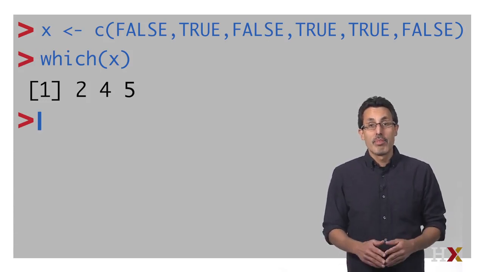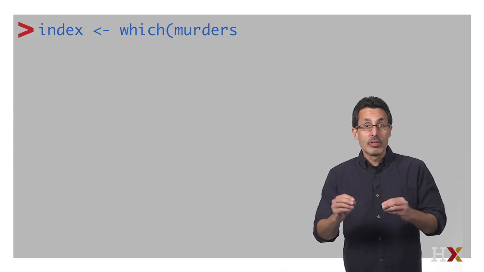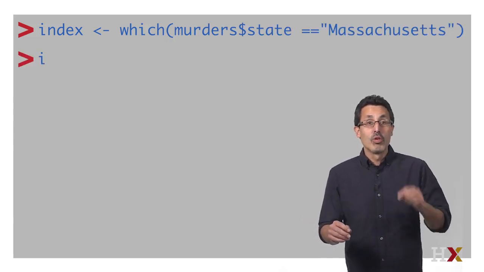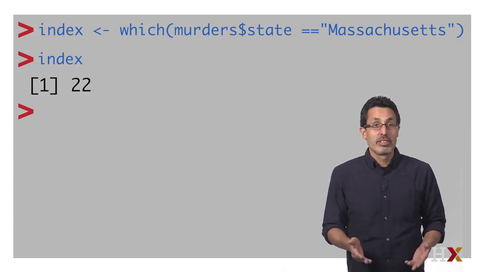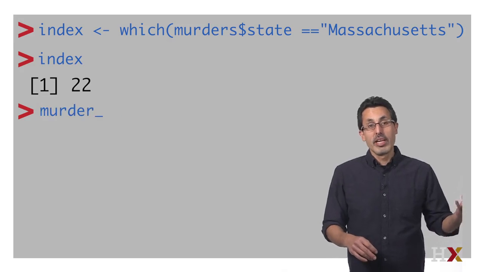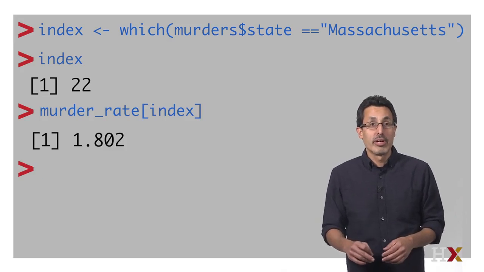This can be useful, for example, when the logical vector that we want to use to index is very long and we only want it for indexing, so we can just keep the actual indices, not the entire vector of logicals. As an example, suppose we want to look up Massachusetts murder rate. The function which tells us which entries of a logical vector are true. So we can type index which state equals Massachusetts, and now index will be 22. That's because that's the only entry that was true. That's Massachusetts entry. So now to get the murder rate, we simply index the murder rate value, and we get that it's 1.8, a pretty low murder rate compared to other states.